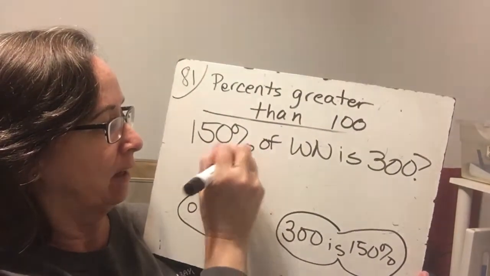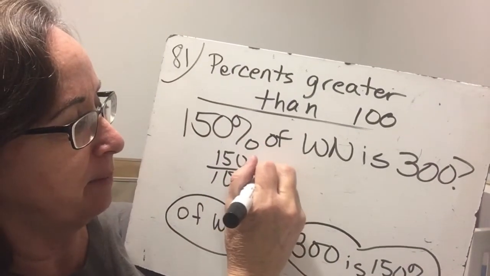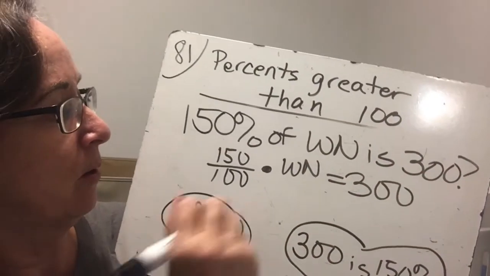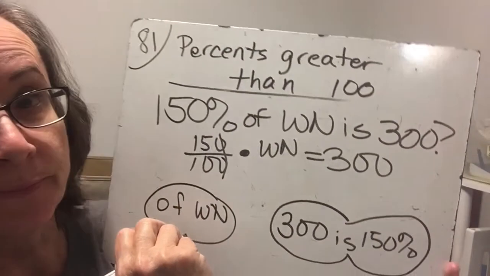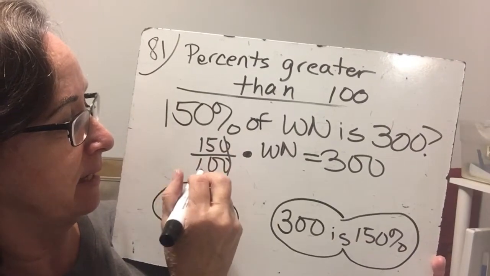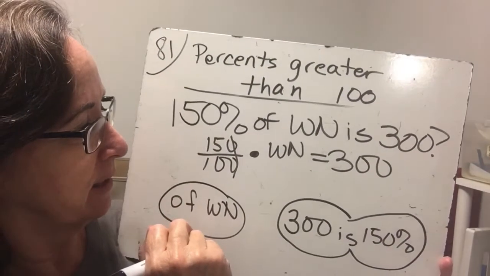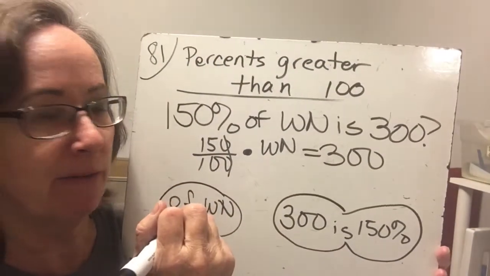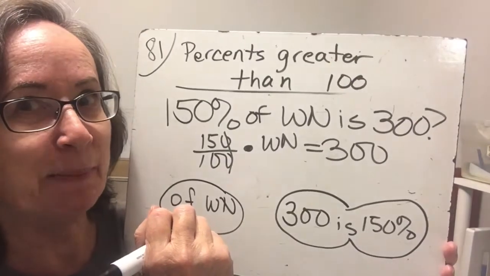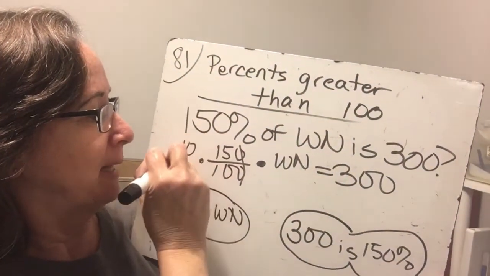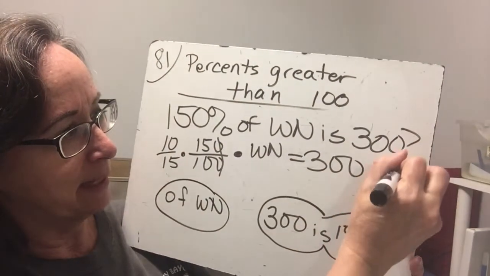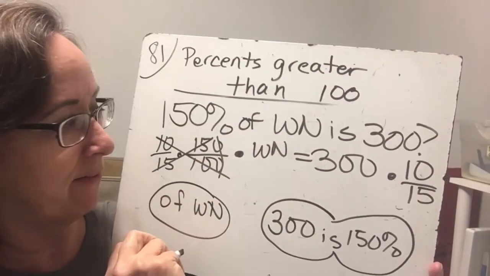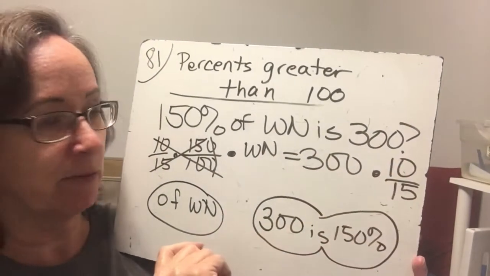150% is just 150 over 100. Of means times. What number is 300? Okay, so I can easily get rid of a 0 and a 0. So now I've got the 15 divided by 10. That's 1.5, isn't it? So I have 1.5 times what number is 300. Can I just divide both sides by 1.5? I could do that. Or I could keep it in a fraction form, and I could multiply by 10 over 15 and multiply this side by 10 over 15. Because remember, multiplying by a reciprocal will cancel those fractions right out of there, and I get what number is 300 times 10 over 15.